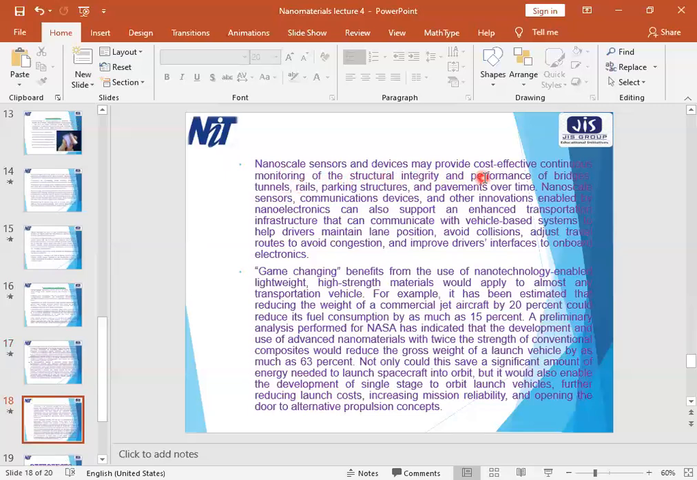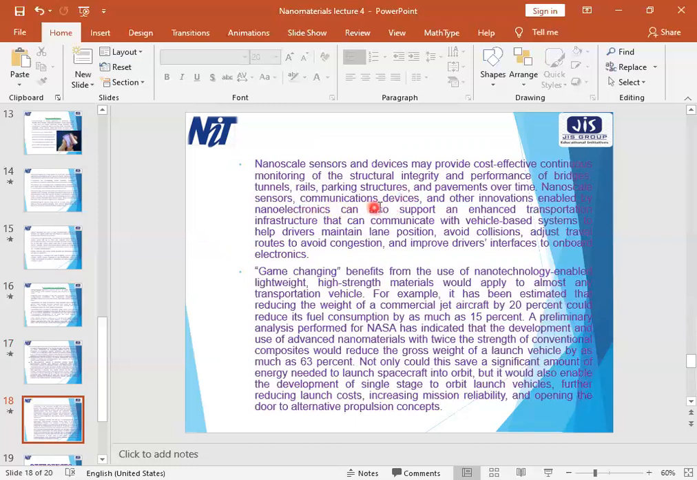Nanoscale sensors and devices may provide cost-effective continuous monitoring of structural integrity and performance of bridges, as I told you. If bridges are made with the help of carbon nanotubes or nanowires, then that will be cost effective, because that will last for a very long time. If you want to build a tunnel, railway tracks or a parking structure with nanomaterials, although the cost will be very high, its strength will be very high, and it will last for a longer time.